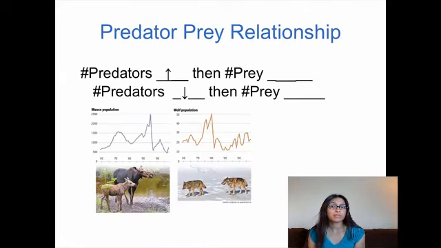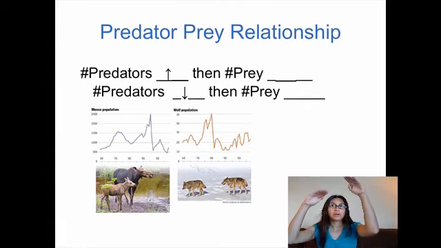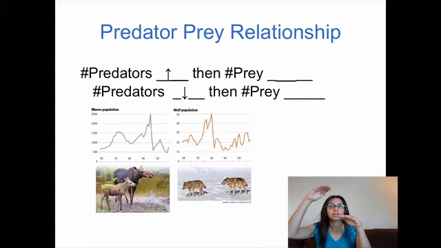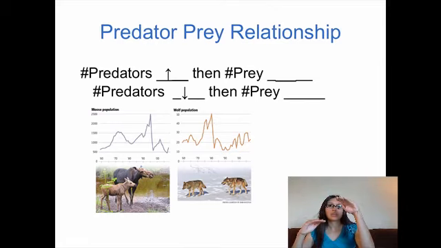If we think of the predator-prey relationship, the one that we looked at in class is the moose and the wolves in Yellowstone Park. When the number of predators go up, so if the number of wolves go up, the number of moose will go down. If the number of predators go down, the number of prey will go up. So you have this constant teeter-totter going on between the predator and the prey.